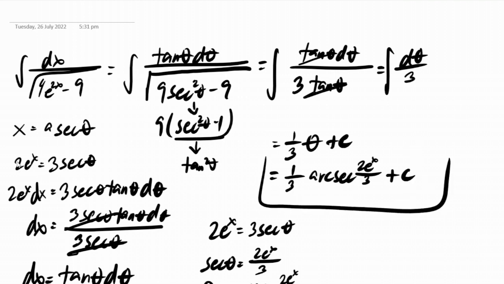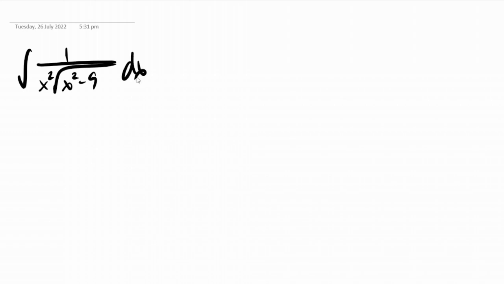That is for the integral of dx over 4 square root of 4e raised to 2x minus 9. Another example, we will use the integral of 1 over x squared square root of x squared minus 9 dx.